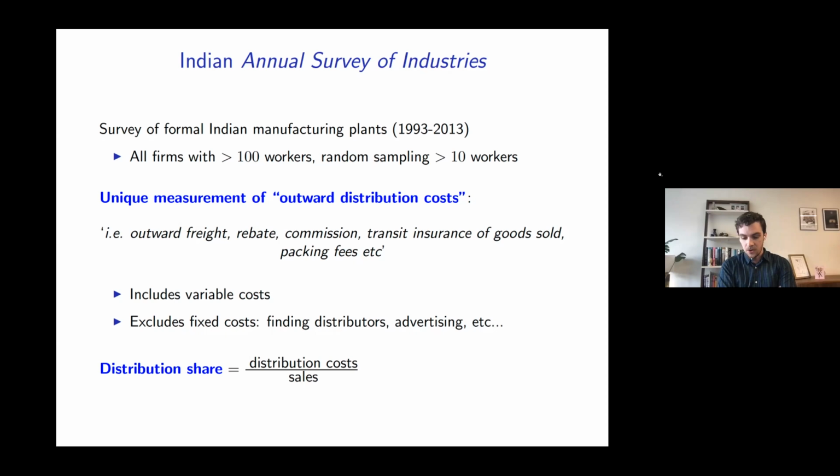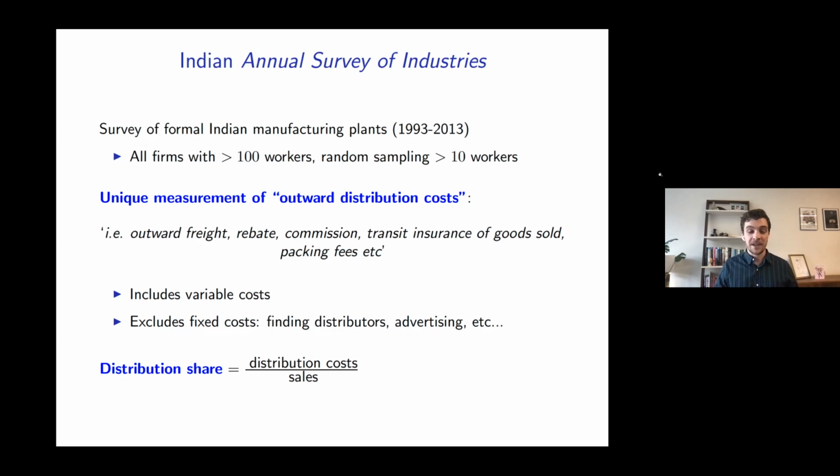Yeah. So where this would appear is, for example, with a lot of these resellers. We're looking at manufacturing plants, already formal manufacturers, and they might be going through a lot of resellers in foreign markets, and a lot of resellers charge a commission, right? So they take a share of what's going on, and a chunk of that will appear in the commission component of this aggregate distribution expense.